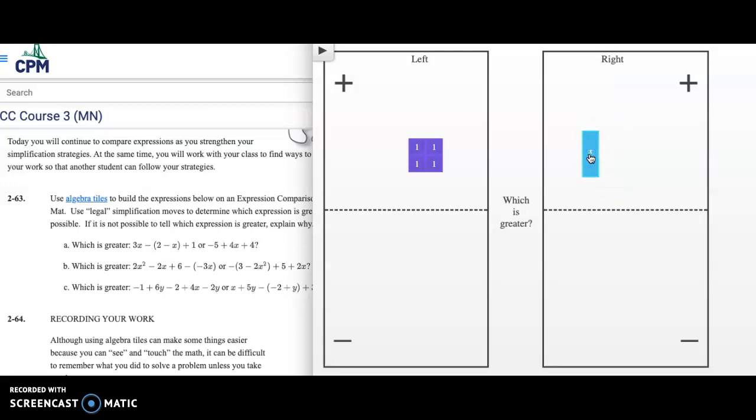So my question is, which side is greater? Since we do not know what x is equal to, we cannot determine which side is greater. X could be equal to 1, and then the left side would be greater. X could be equal to 22, and then the right side would be greater. So for this problem, we cannot determine which side or which mat is greater because we don't know the value of x. All right, let's do one more.